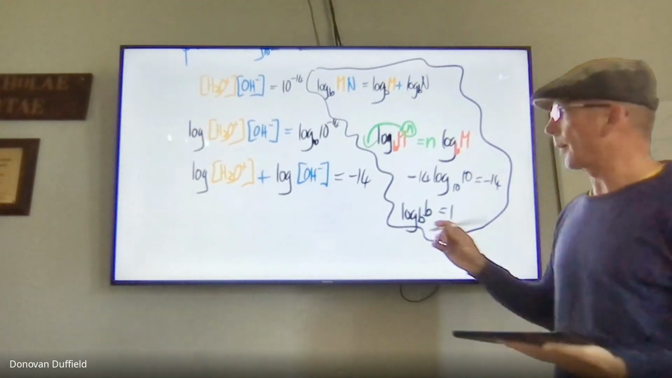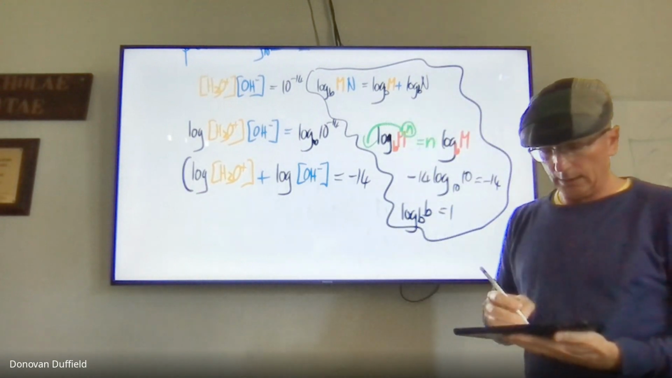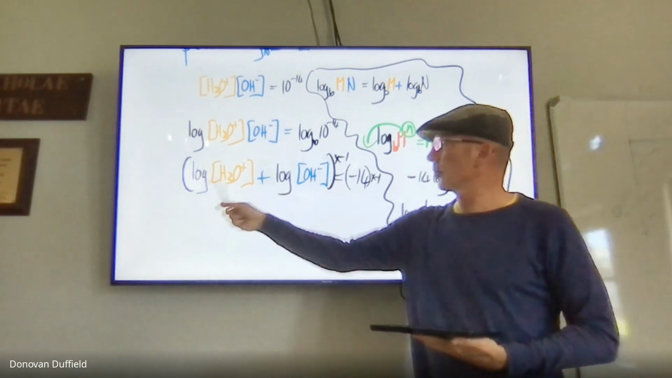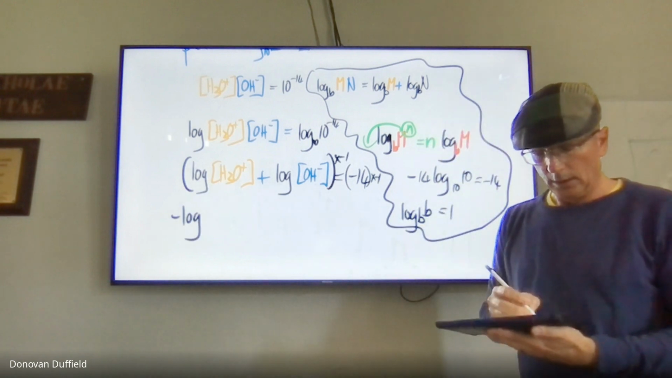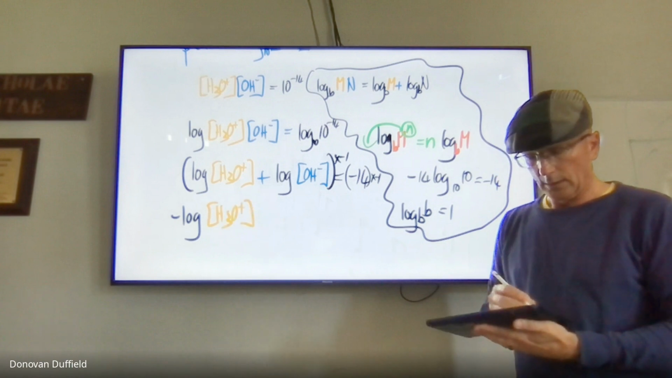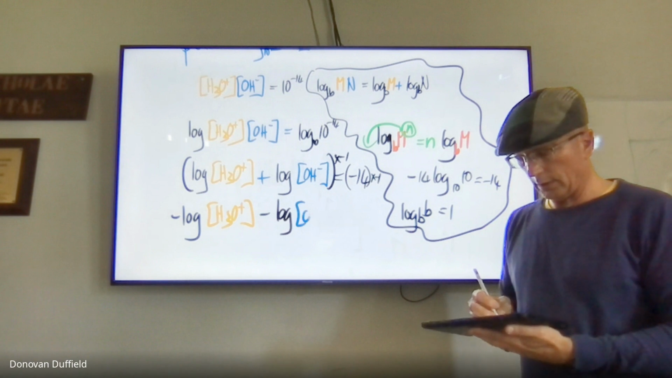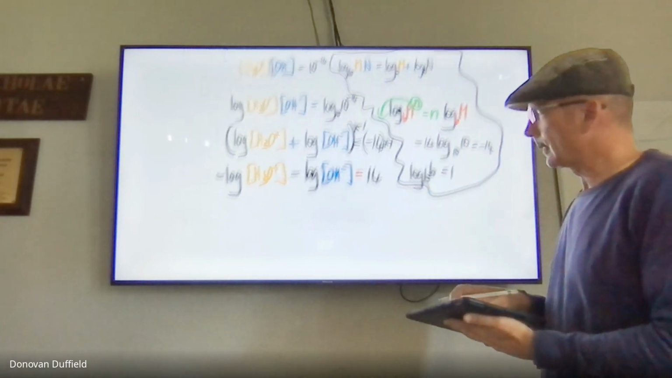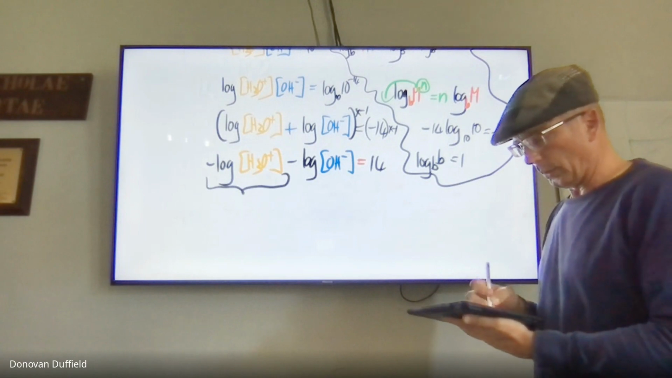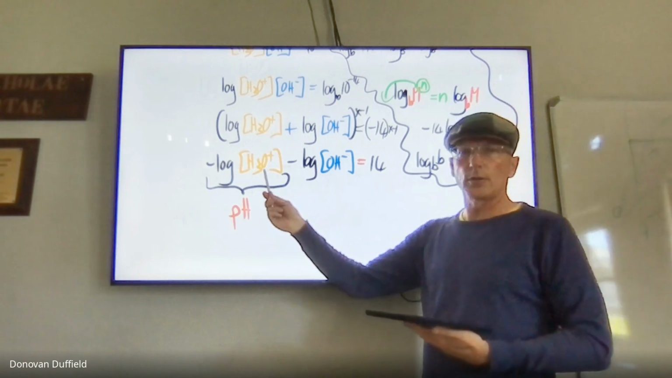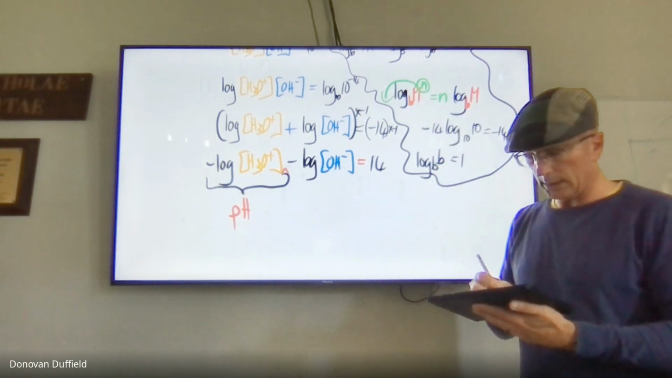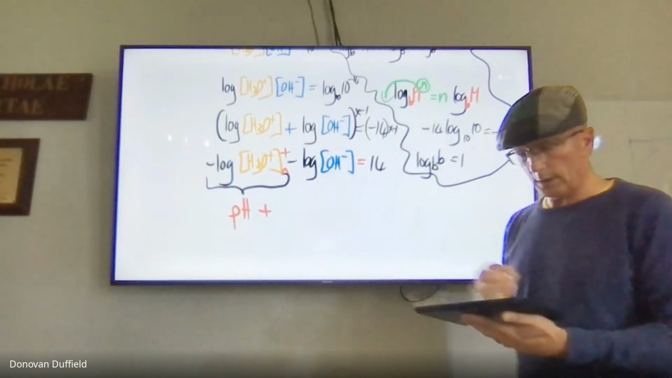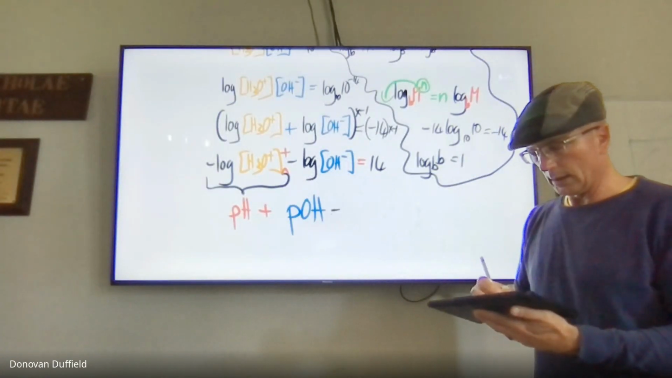Now, what I'm going to do is multiply both sides by negative 1. I'm going to take this side, multiply it by negative 1, and I want to take this side and multiply by negative 1. So I distribute the negative 1 through there, and I get negative log of the hydronium ion concentration minus the negative log of the hydroxide ion concentration equals 14. But wait a minute. Isn't this the pH? The negative log of the hydronium ion concentration is the pH. And I can put a little plus sign in there. Plus minus is minus. Plus the negative log of the hydroxide ion concentration is the pOH. And this gives us 14.